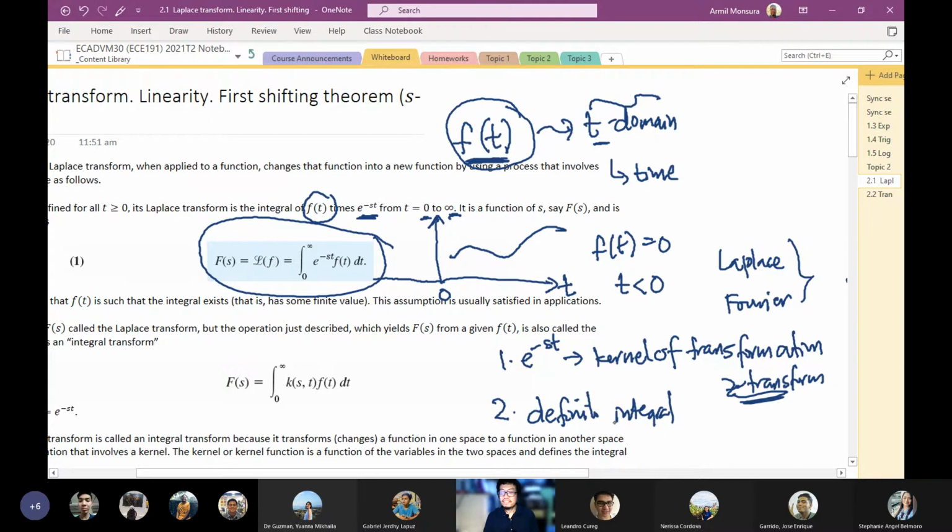Tama ba? Tumatakbo pa rin sa utak ko na na-miss ko yung definite integral.